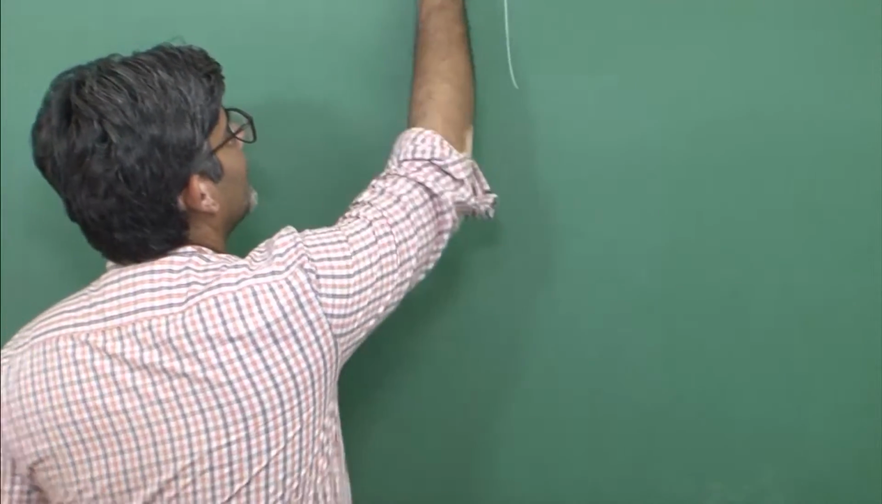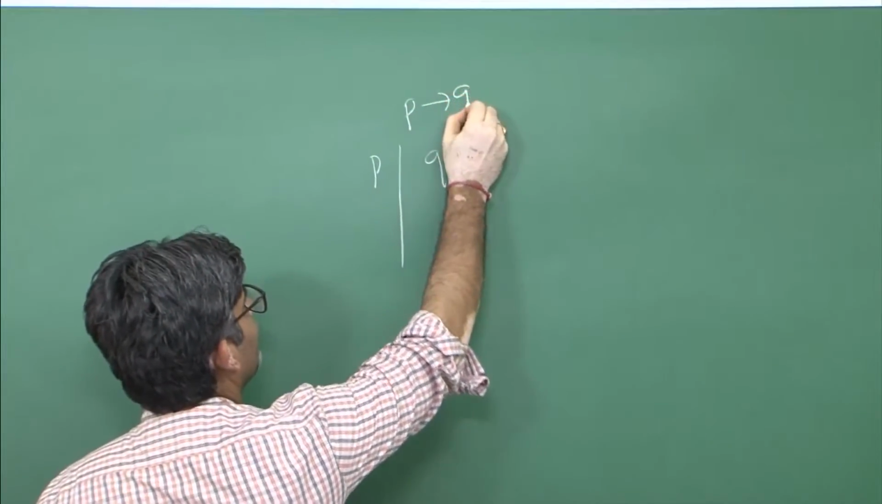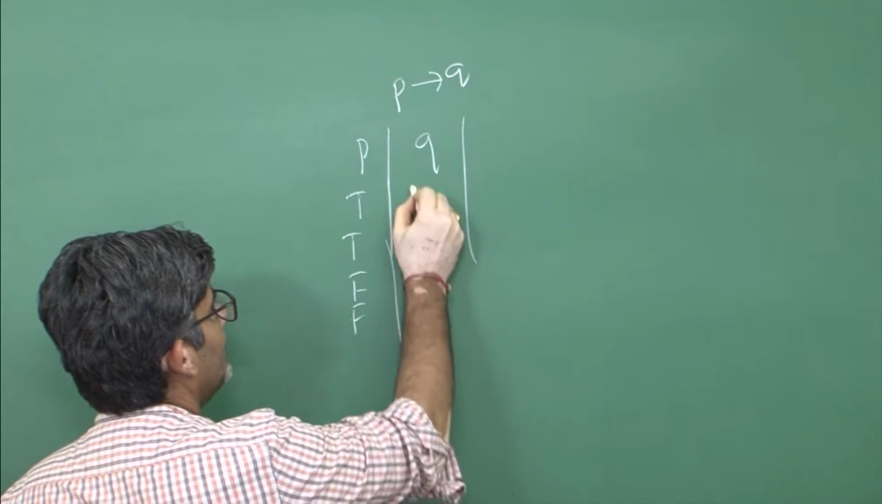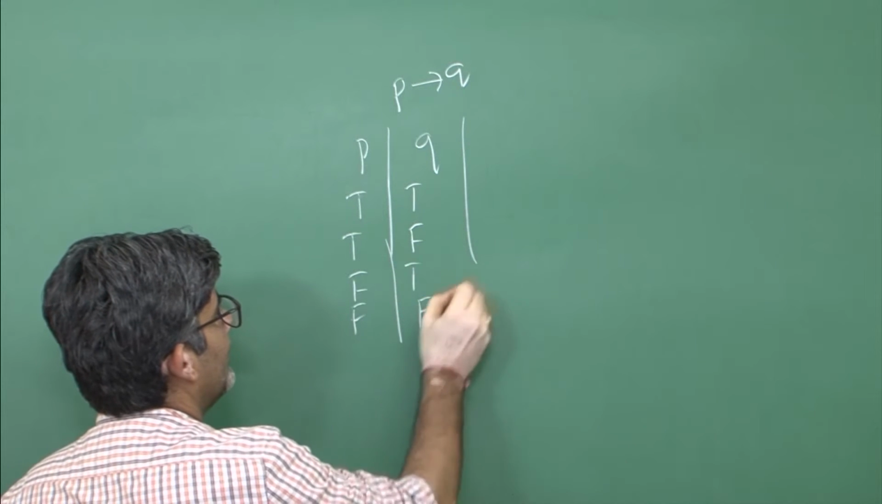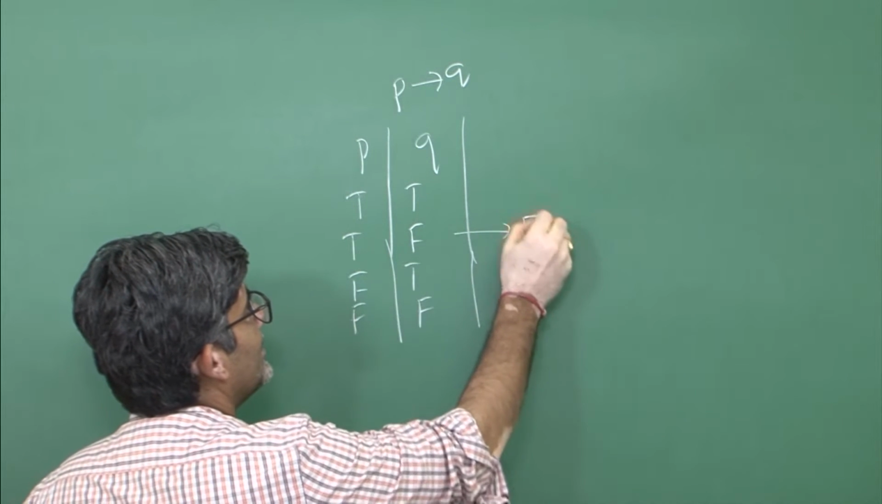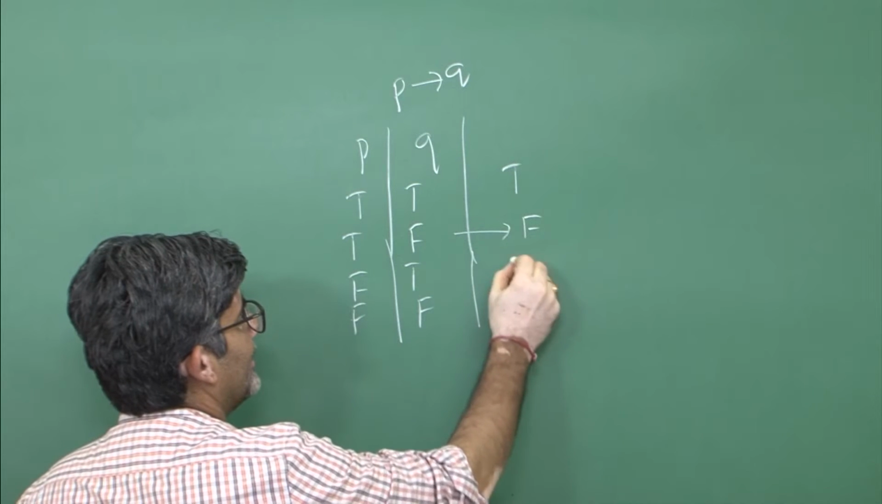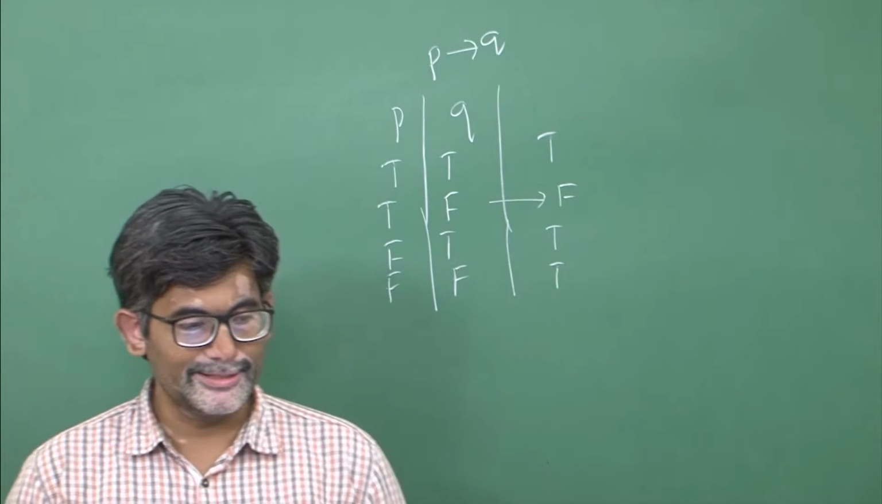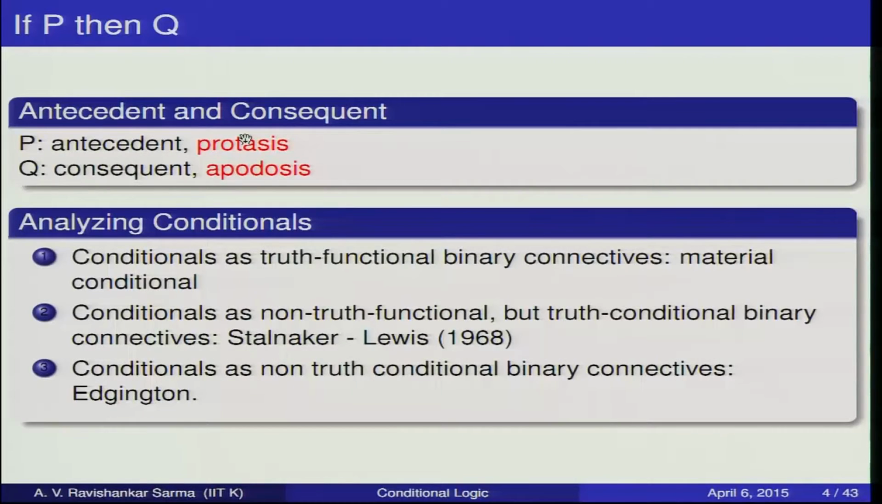If you have the material implication P implies Q, these are the truth values that we have: TF and TF. So it is going to be false only in this case. In all other cases it is going to be T. There are three ways of analyzing the conditional sentences. Conditionals are treated as truth functional binary connectives.